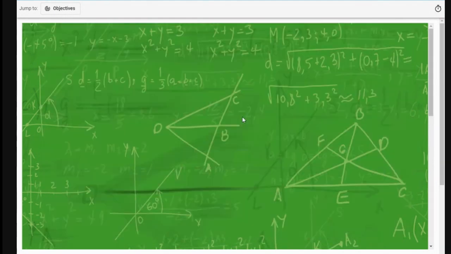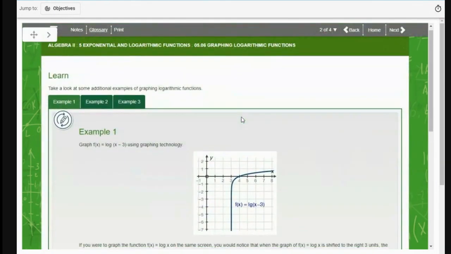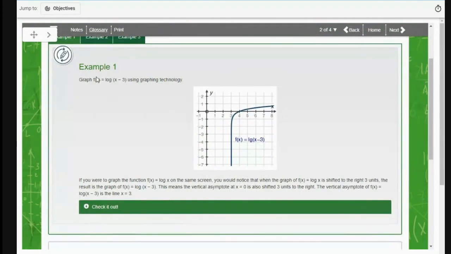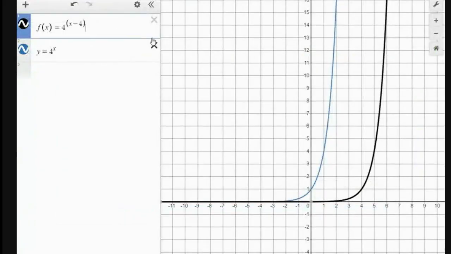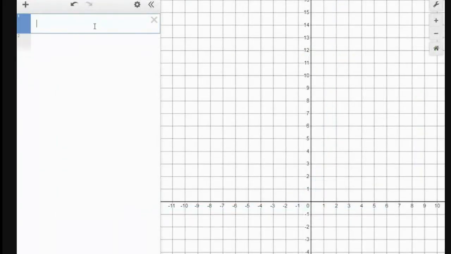So let's look at what do we know about logarithms. It says graph this using graphing technology. So log of x minus 3. So let's do that. f of x equals log parentheses x minus 3.